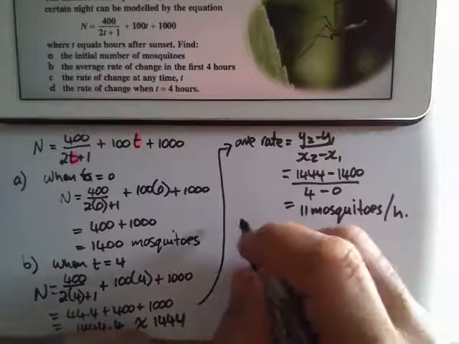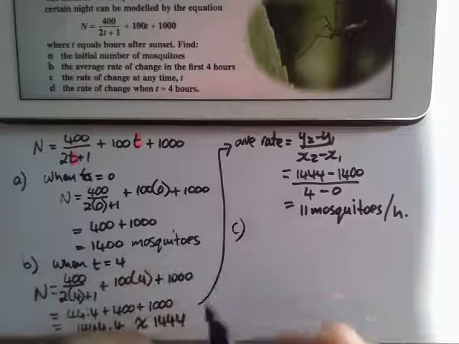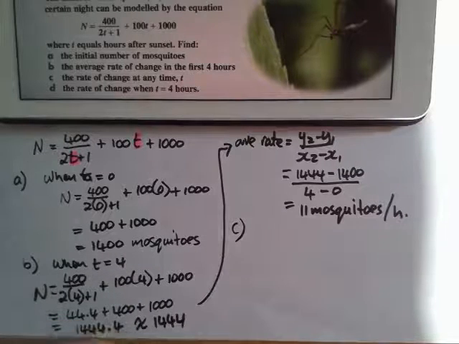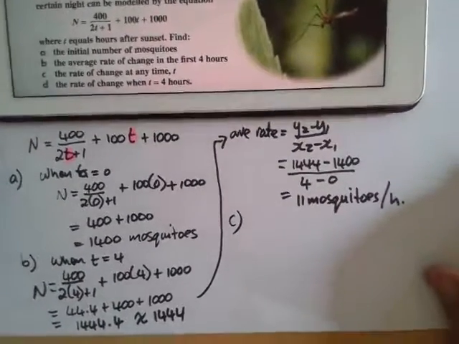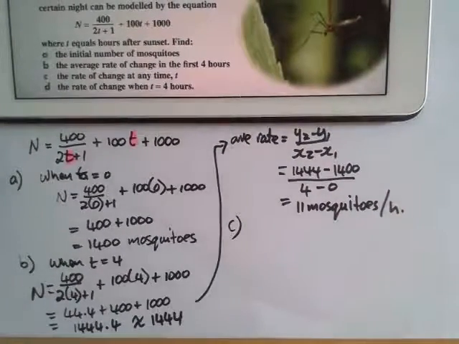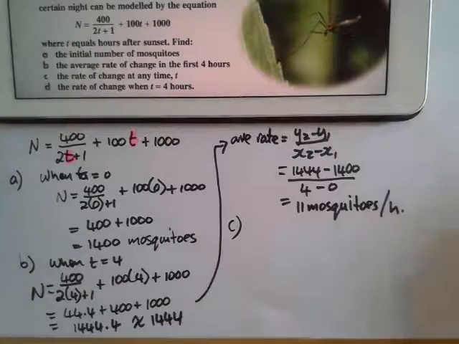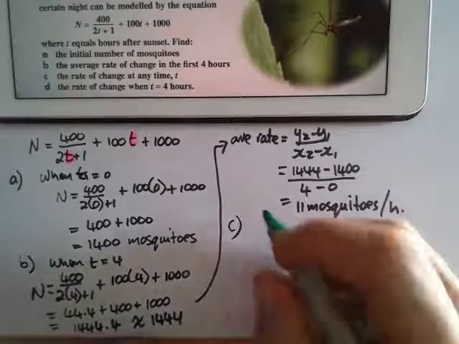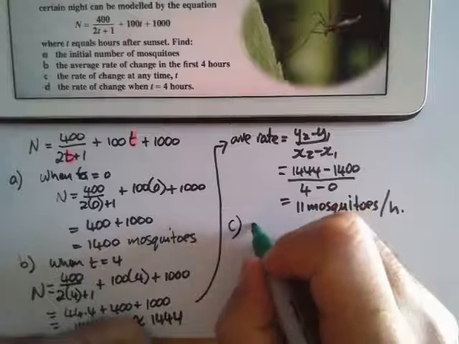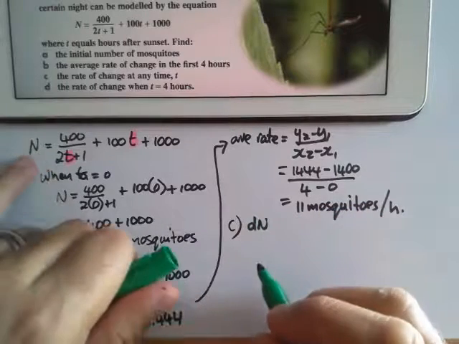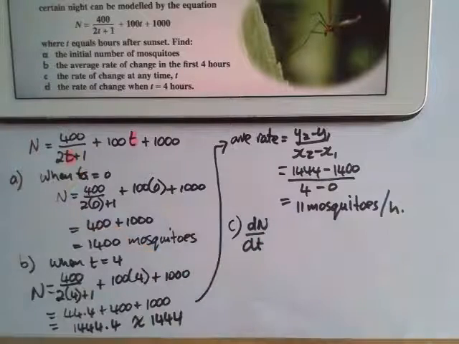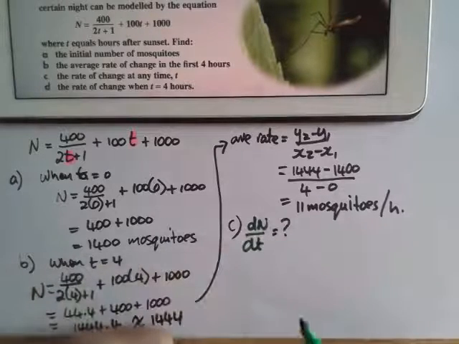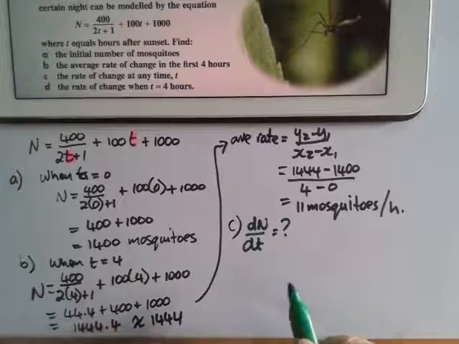To do C, they ask, what's the rate of change at any time? Now the rate of change at any time is the gradient, which is dy dx. In other words, dn. How does n change in terms of t? So we're looking for dn dt. Okay, so that is what I'm looking for. I'm going to seriously run out of space here.